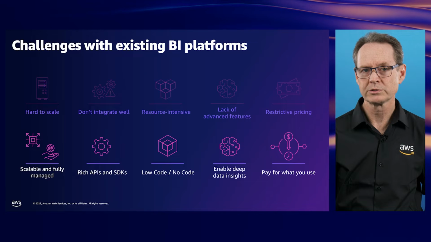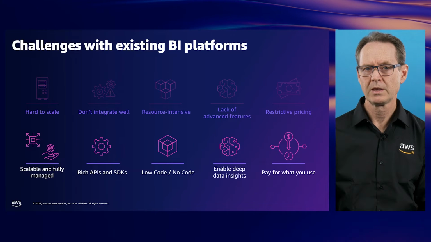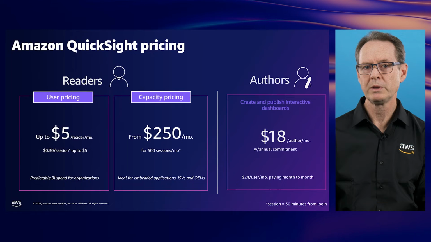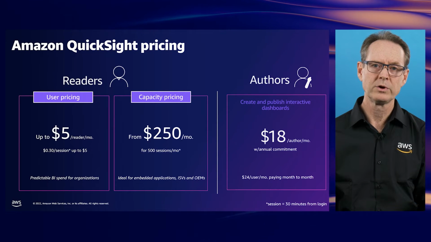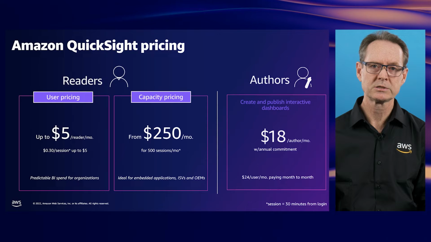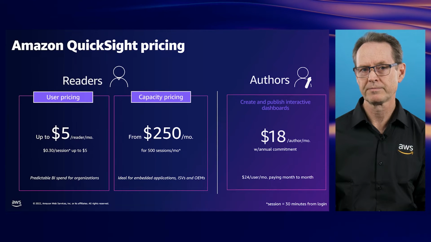QuickSight also has a pay-as-you-go model. Let's take a look. Here is our pricing model, which we believe is the first usage-based pricing model offered in BI. For a named reader, it's just 30 cents US per session with a cap of $5 per month.